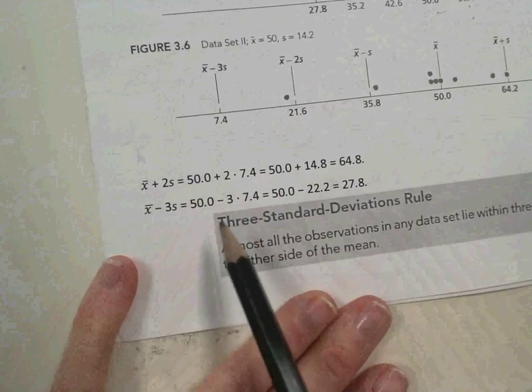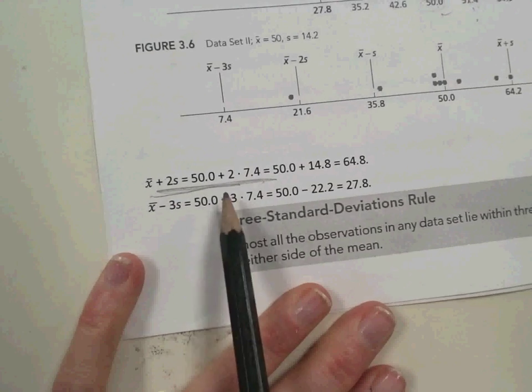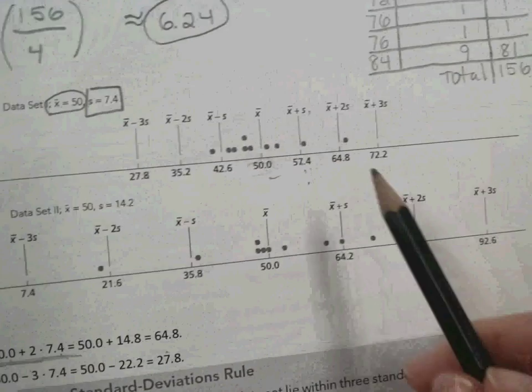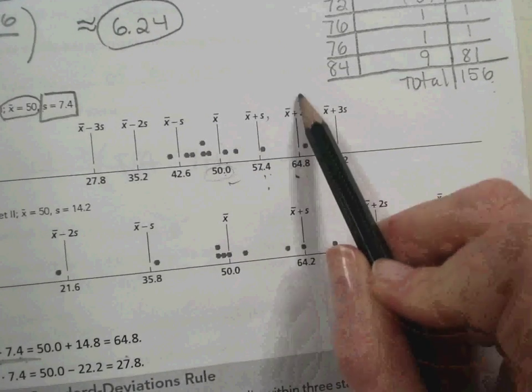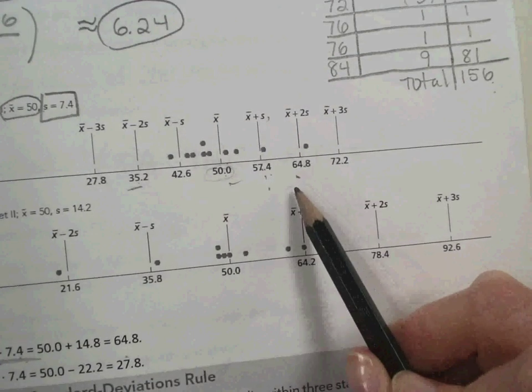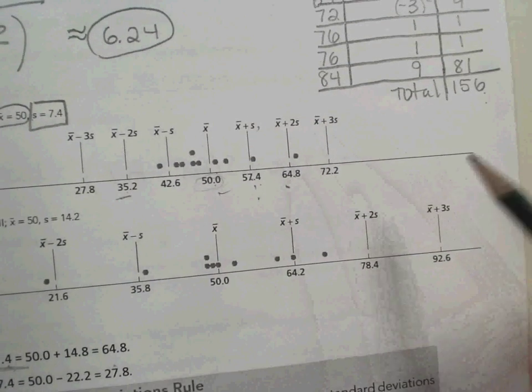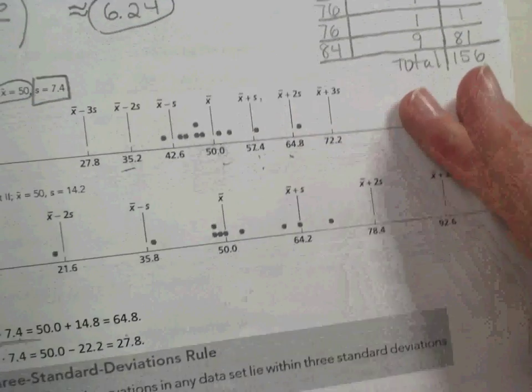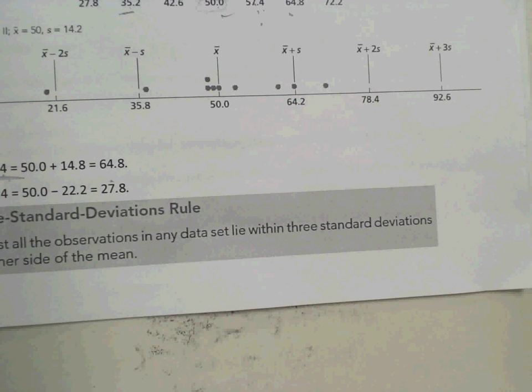Then we go up by 2. You can see that that work is shown right here. Going up by 2 would just be to do 50 plus 2 times 7.4, giving us 64.8. So that's where that number came from. And subtracting 2 standard deviations, that's where this number comes from. And then 3. It only goes out to 3. Not because we ran out of space, but because there's kind of a known observation. It's a rule. We call it the 3 standard deviations rule.